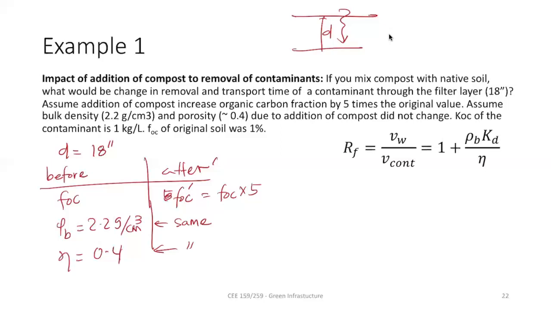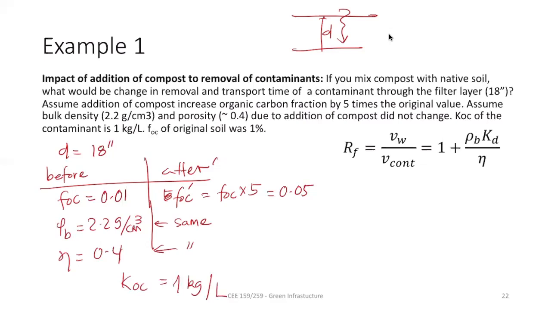And it says KOC, that's the contaminant property. KOC is something you are not going to change by design, because that's the contaminant property, equal to 1 kilogram per liter. And FOC of the original soil was 1%. Actually, it's given here. So that's 0.01. So it becomes 0.05.